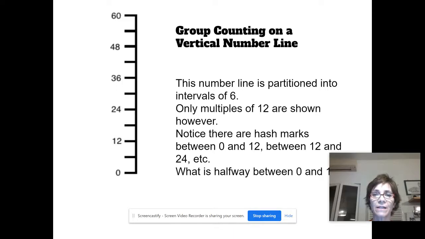So what's halfway between 0 and 12? Yes, of course, it's 6. And how about between 12 and 24? It's 18, and so on, 30, 42. So it's partitioned into intervals of 6. It's like counting by sixes. However, not all numbers are shown on the vertical number line. So it's important when you're looking at a graph, sometimes the vertical number line does not have all the numbers shown. So you might have to figure out what's the halfway point.